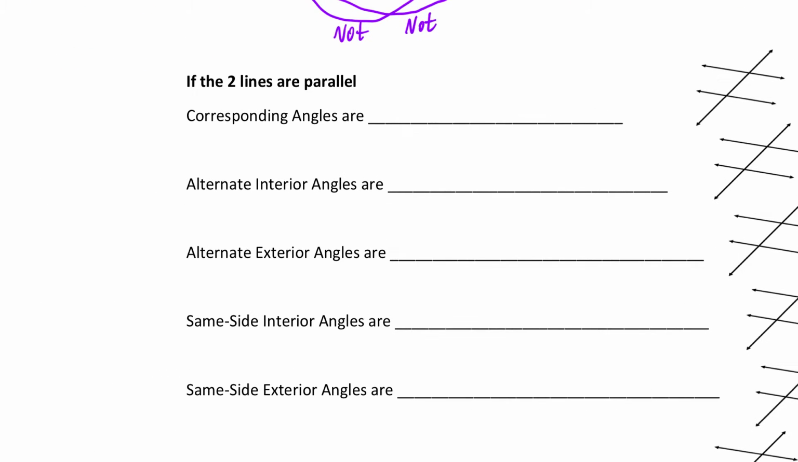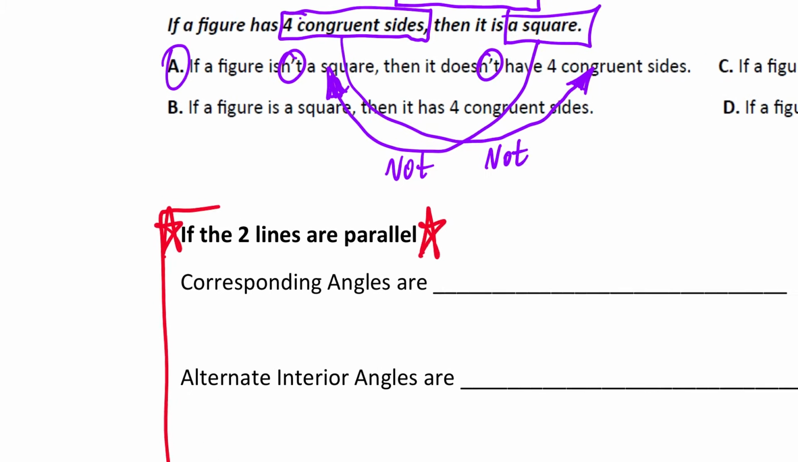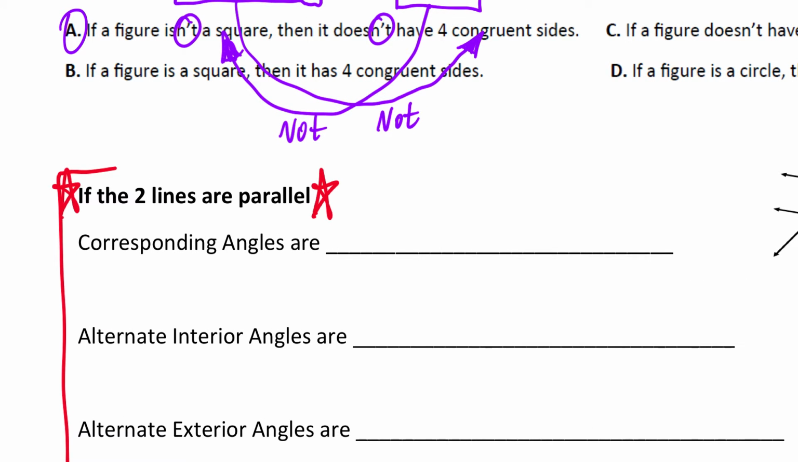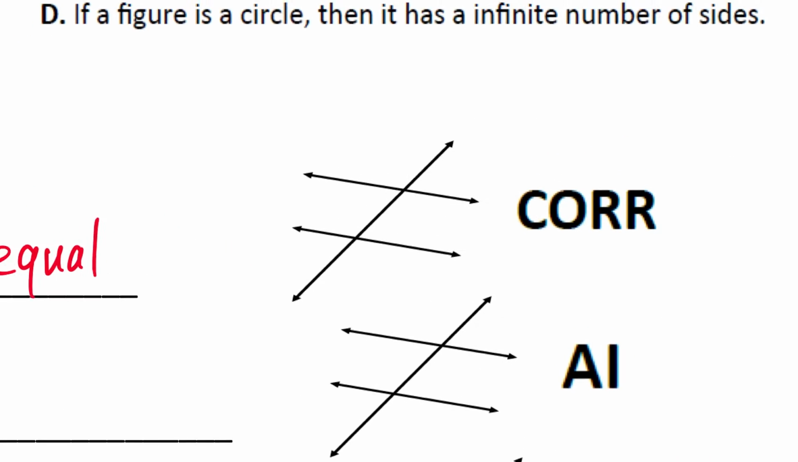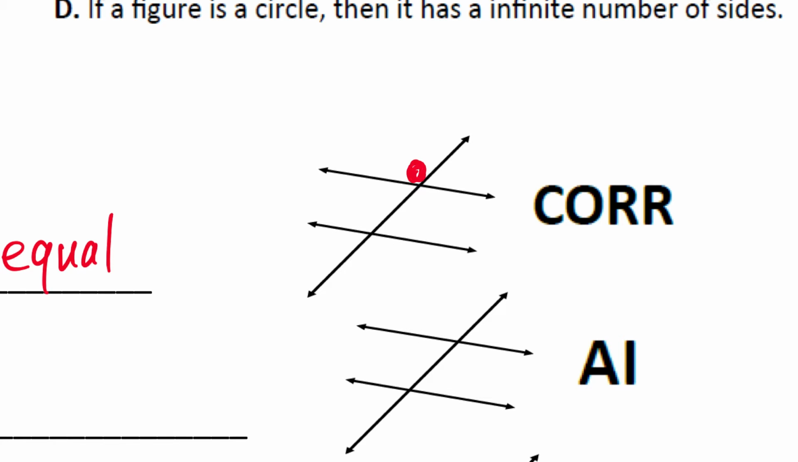Okay. If the two lines, actually let's put a bracket around this like this. If the two lines are parallel, what's up with corresponding angles? They are congruent. If the two lines are parallel, corresponding angles are congruent. What does congruent mean? It means like equal to, the same. So if the two lines are parallel, corresponding angles are congruent or equal. As an example of corresponding, that would be like this angle and this angle right here. Those are corresponding angles.